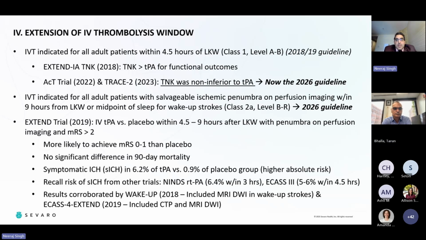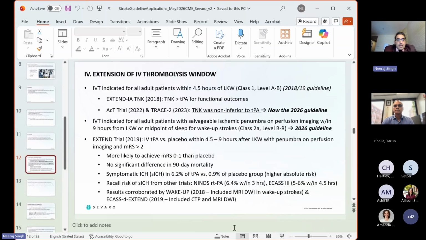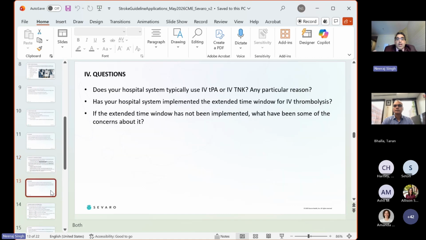So this is a big change, and I know it can be a big leap for certain systems to be able to adopt it or to consider it. So I want to ask you, Dr. Bhalla, in your particular hospital system, is this something you have started, this guideline, have you started to update and implement a longer time window? If so, how has it gone? And if not, what are some of the concerns or limitations in your system or in your discussions?